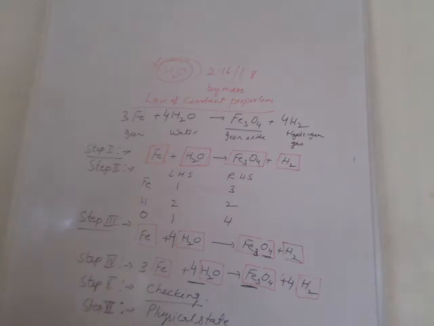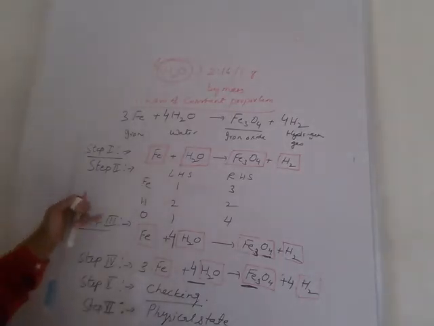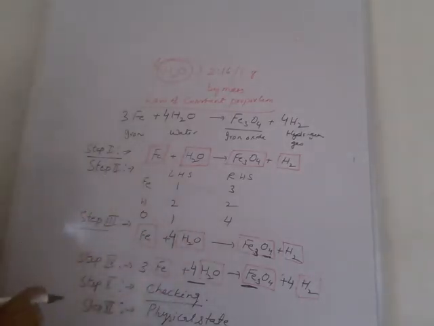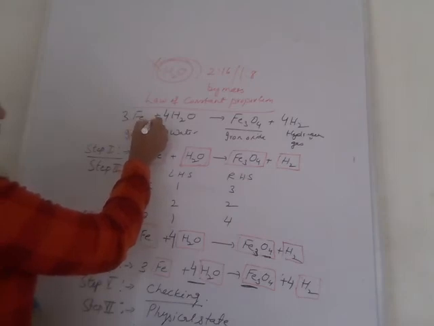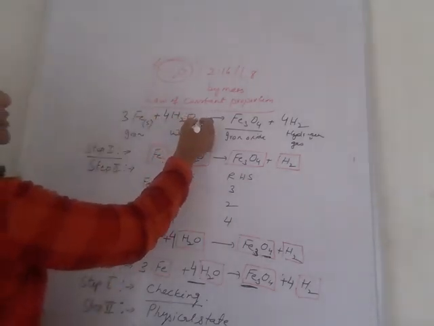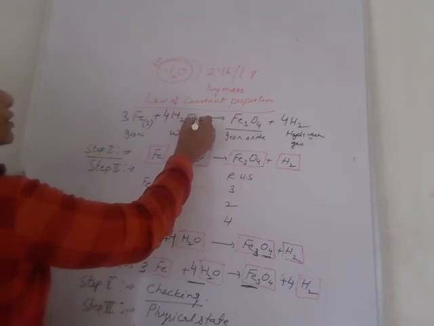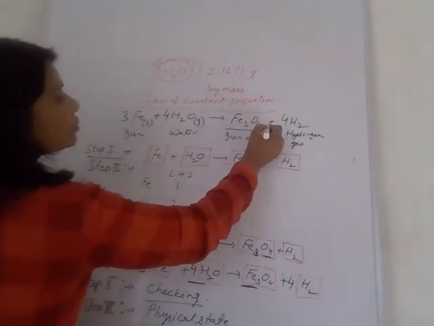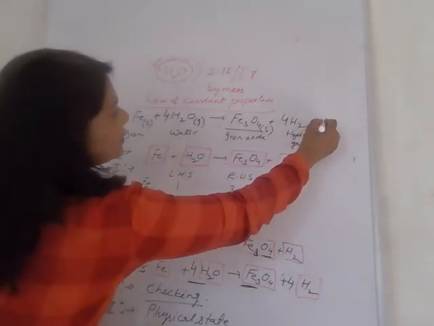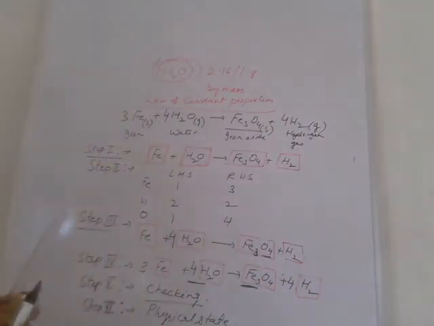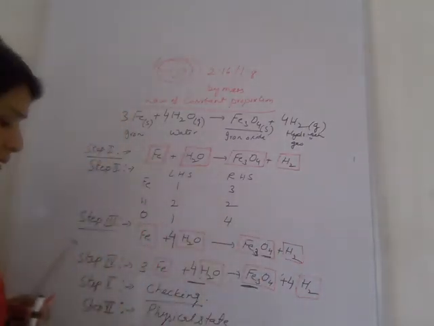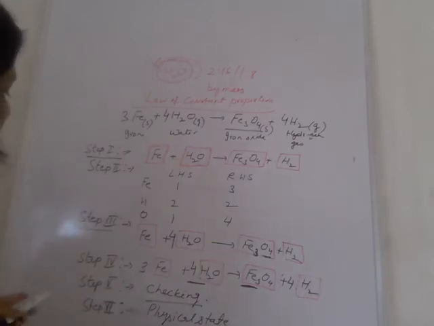Now in the sixth step, we are to write the physical state of each reactant and product. Iron is in the solid state. Here water is in the form of steam, therefore we will write the gaseous state. Fe3O4 is in the solid state, and hydrogen is in the gaseous state. So we have the balanced chemical equation. So students, I repeat, there are 7 steps.